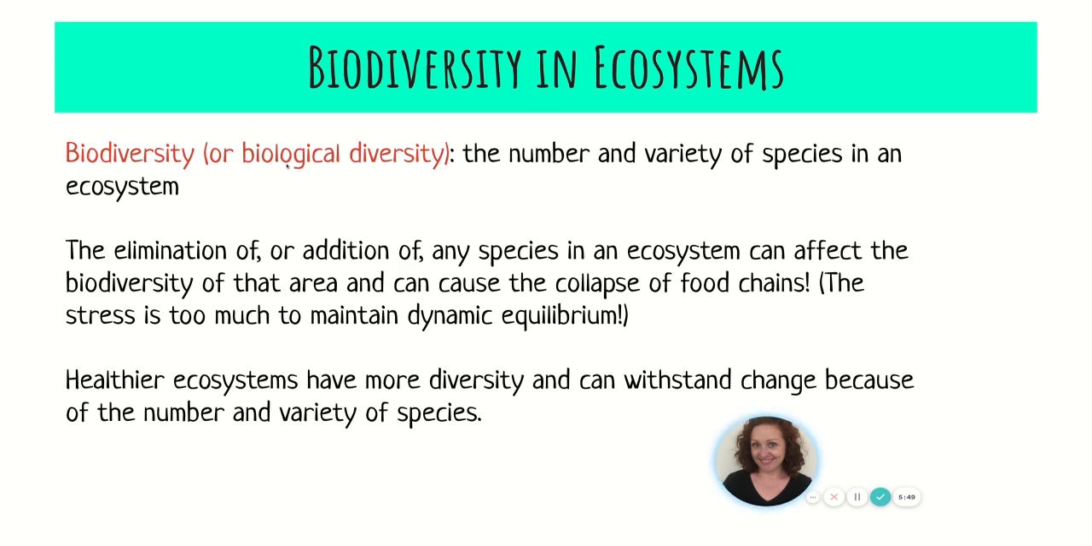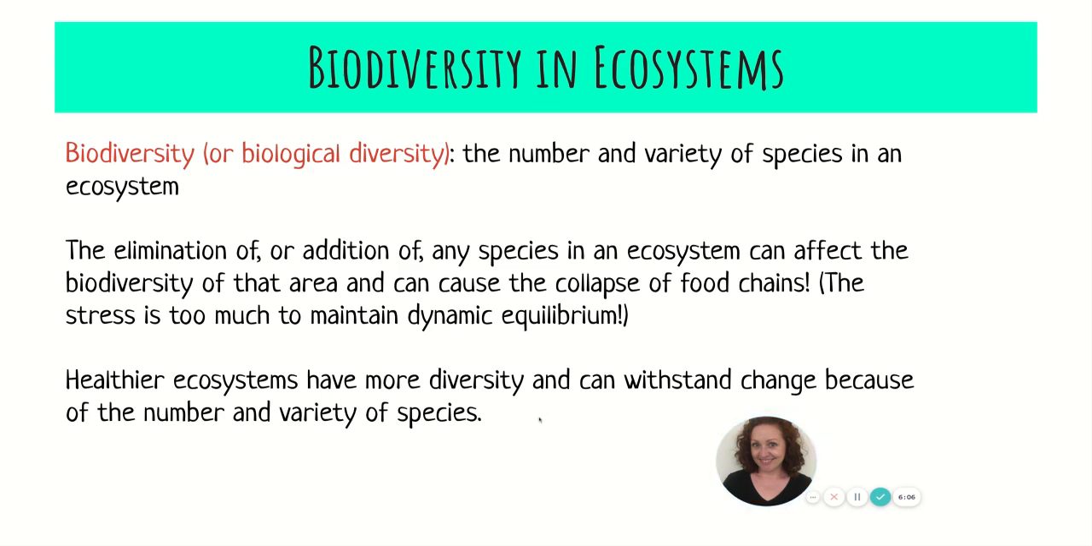Biological diversity, again, is the number and variety of species. So when you lose a species, which we're going to look at some definitions of in a moment, it can cause a collapse in a food chain. So when there's too much stress, the ecosystem can't come back or get back into equilibrium, and that obviously causes a great deal of harm.